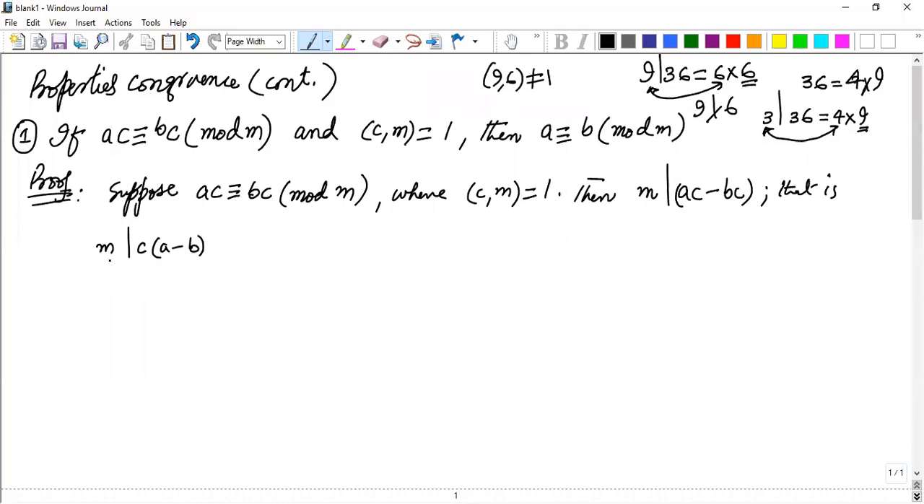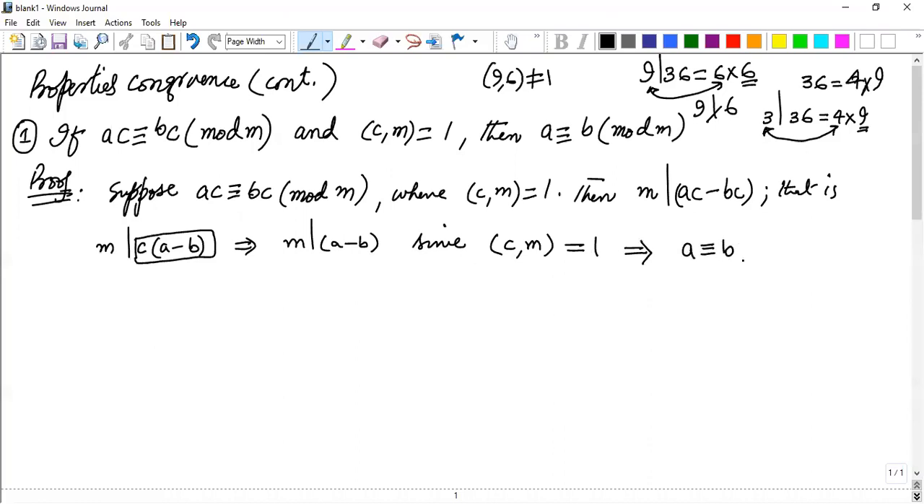So because this product is completely divisible by M, and there is no role of C in the division, because the GCD of M and C is 1, it means M completely divides A minus B. If M divides A minus B, this implies A is congruent to B modulo M. So we can divide any integer in the congruence if that integer has a GCD equal to 1 with M.